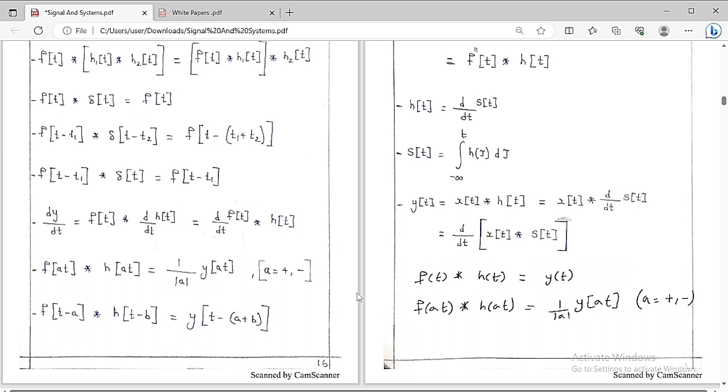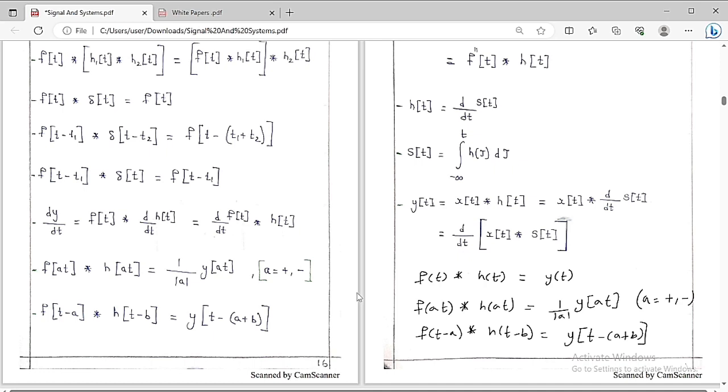Then suppose f(t) convolution h(t) is equal to y(t), then f(t minus a) convolution h(t minus b) is equal to y of t minus (a plus b). It's the same formula that we have discussed now. So these two formulas you always have to keep in your mind.